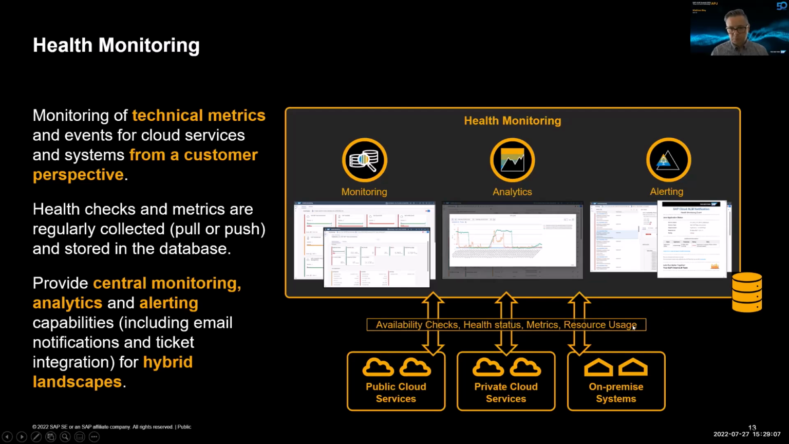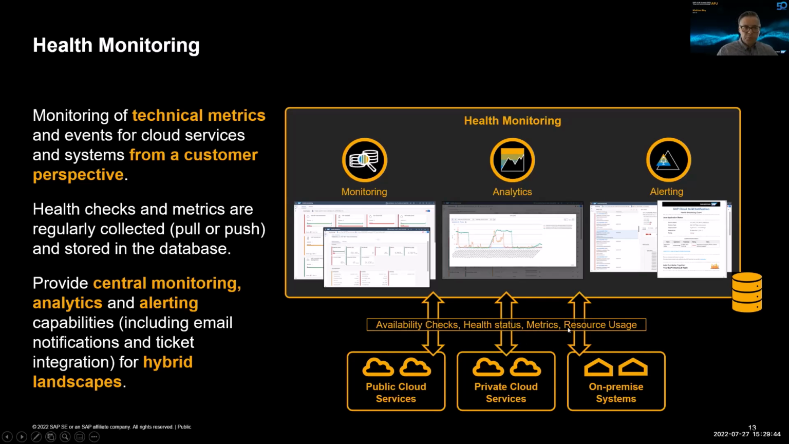And as you see it here below, we want to monitor public and private cloud services and on-premise systems. So in the end, the complete hybrid landscape. The types of metrics which we are collecting here could be, on one hand side, pure availability checks, some pings if something is available or not. It could be a health status, where you ask a component, are you fine? And the component is doing some local checks and will give you the information if everything is okay, or if it has detected some issues. For example, if it could not connect to the database or things like this, this could be a health status.